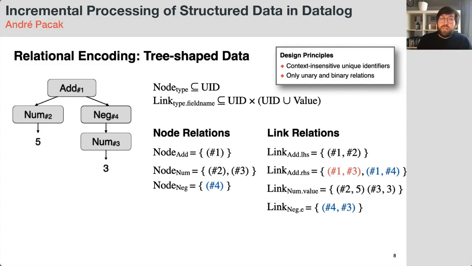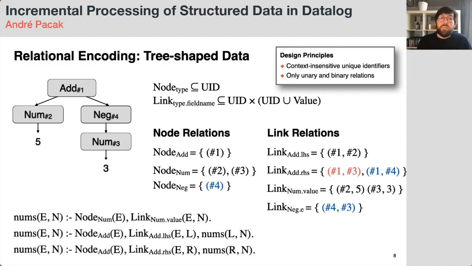And we can use these node relations and link relations to describe Datalog programs. For example, here we use 3 rules to describe the nums relation, which collects all the number values that occur in a tree. And we use the node relations and the link relations.